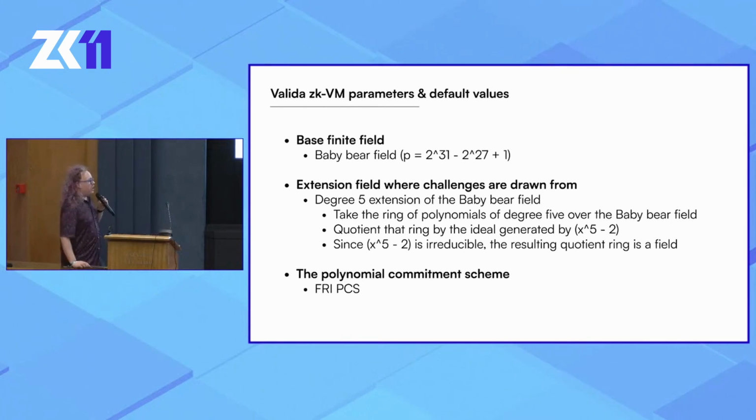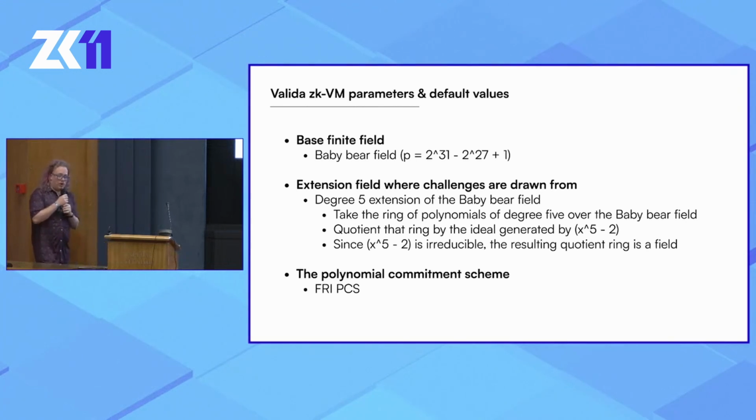One key thing about our design is that we use the BabyBear finite field. This field is awesome because arithmetic in it looks very similar to ordinary 32-bit arithmetic. Reducing something modulo p for this p is a very fast operation in actual hardware.